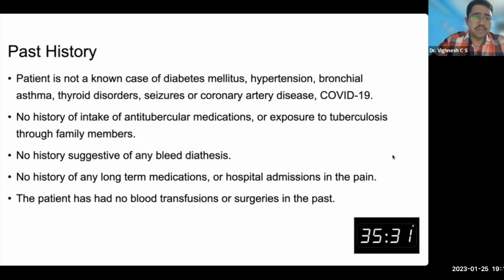As far as past history of the patient is concerned, the patient is not a known case of diabetes mellitus, hypertension, bronchial asthma, any thyroid disorders, no history of any seizures or coronary artery disease, and no history of COVID-19 in the past. No history of intake of any anti-tubercular medications or exposure to tuberculosis through family members, and no history of any bleeding diathesis. No history of any long-term medications or hospital admissions in the past. The patient had no history of any blood transfusions or surgeries in the past.